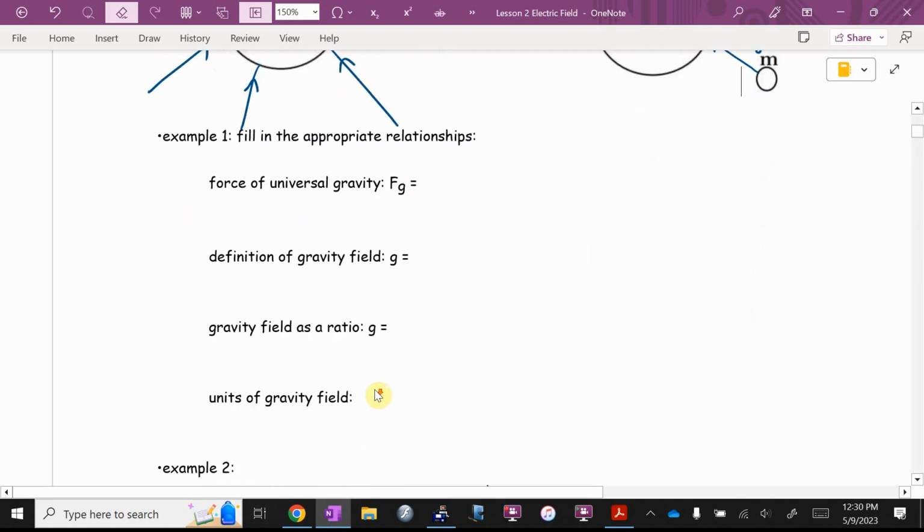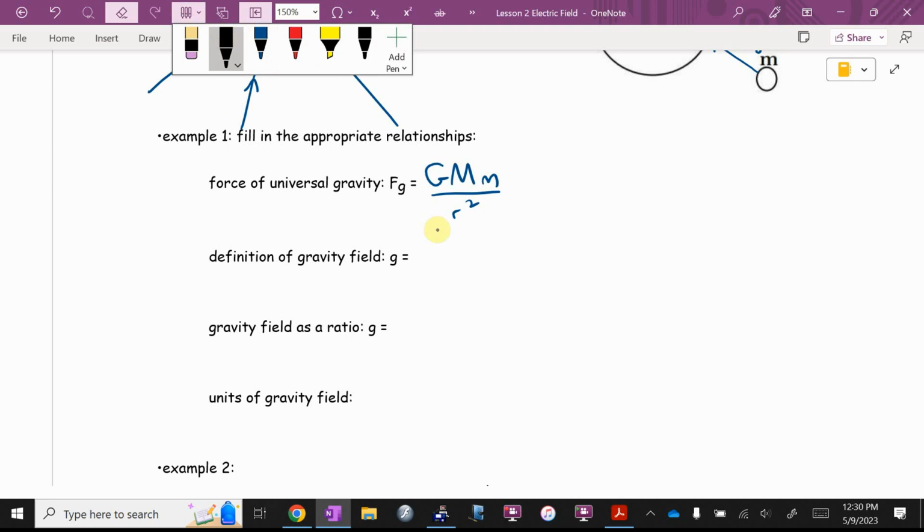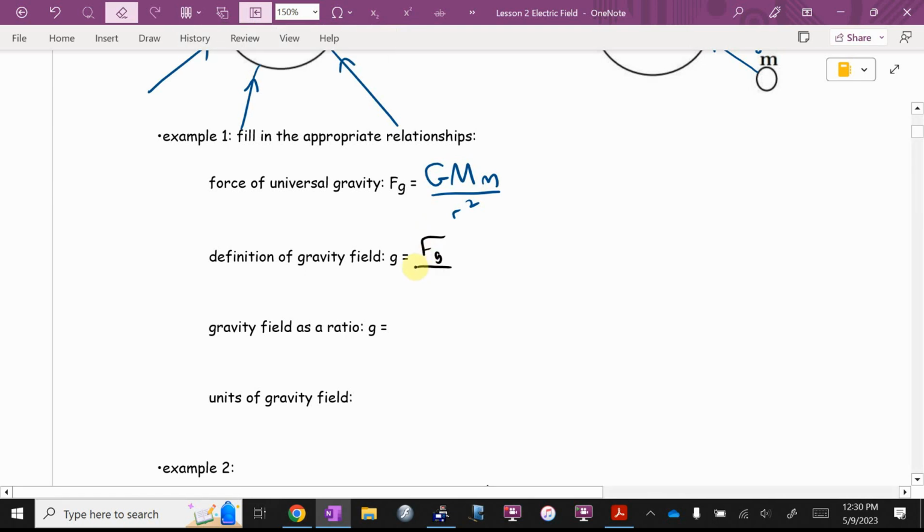So example 1 says, fill in the appropriate relationships. The force of universal gravity was big G, big M, little m over R squared. We defined gravitational field as the gravitational force per kilogram, which means if I take it one step further as an equation, when the little m cancels, it was that.